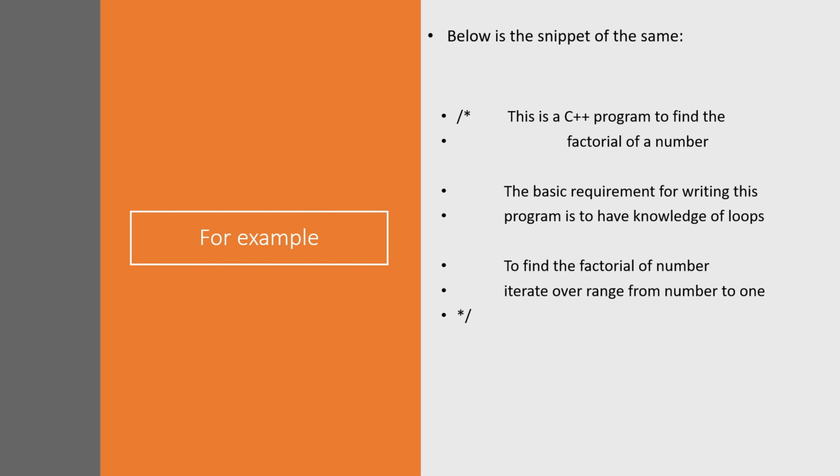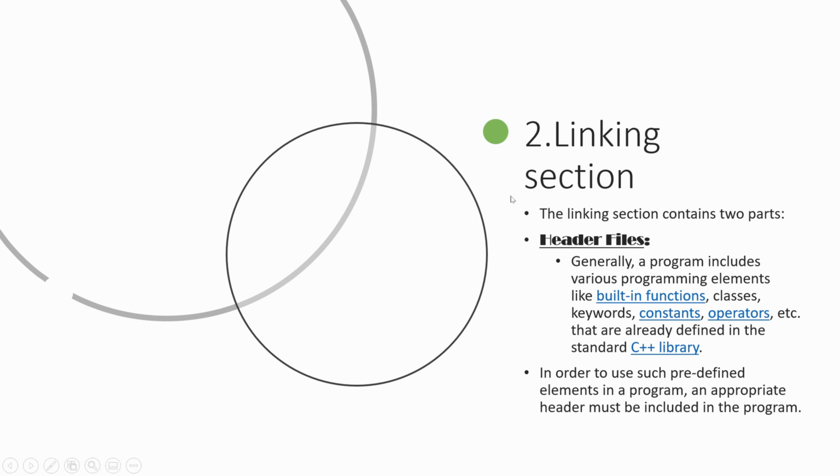For comments, for single line comments, we use double forward slashes, and for multi-line comments, such as the one I have displayed, we use slash with a star mark, then enter, and a star mark with a slash. So this is an example of the documentation section, which is none other than comments.